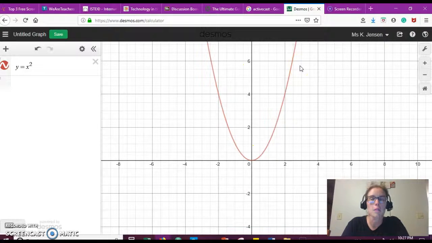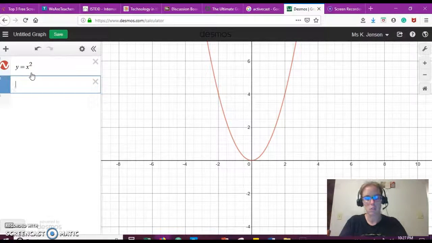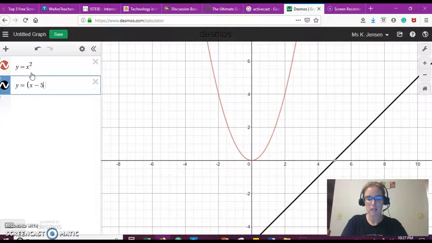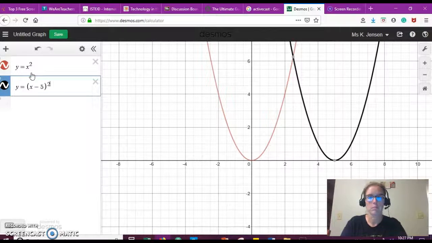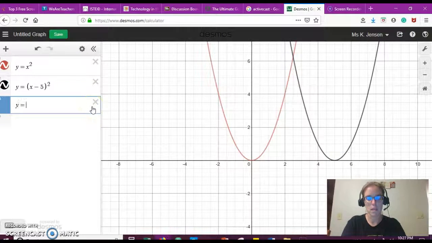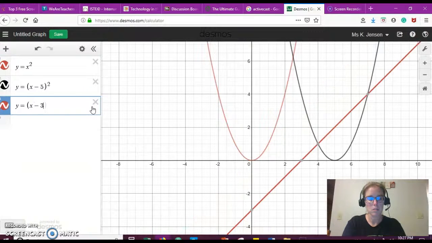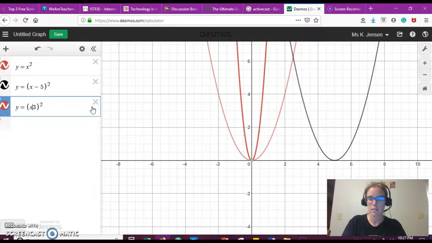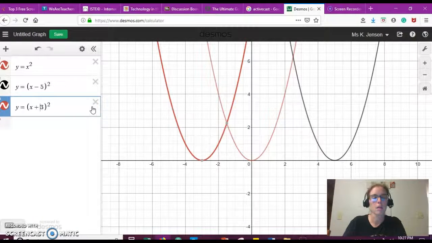Now let's look at what happens to make things shift left and right, a horizontal shift. We'll start with another function: y equals the quantity x minus 5, squared. Look at where that one jumped to. It went to the right. Now I'll do another one: y equals the quantity x plus 3, squared. Oops, not minus, silly me. Plus 3. There we go. Notice this one shifted to the left.